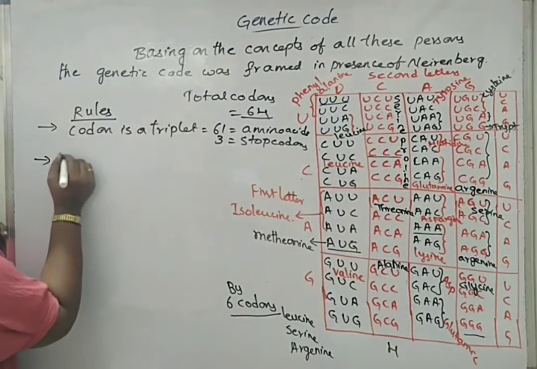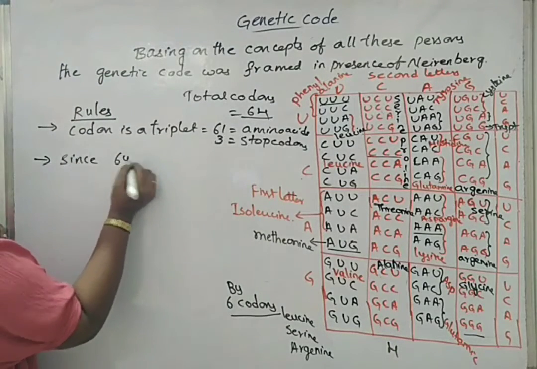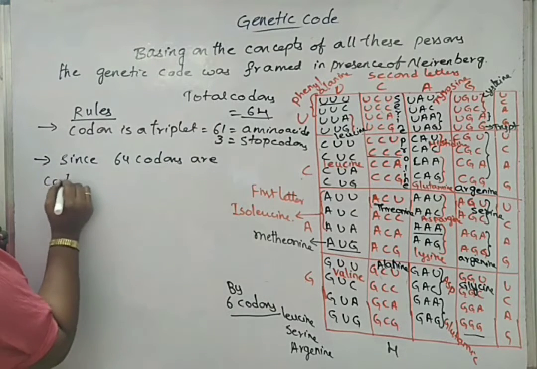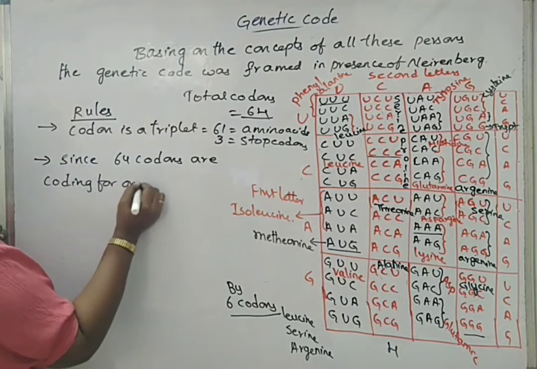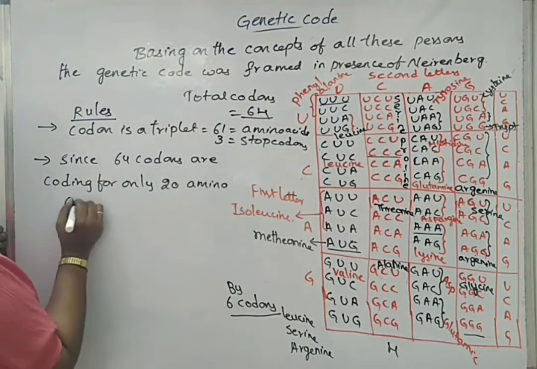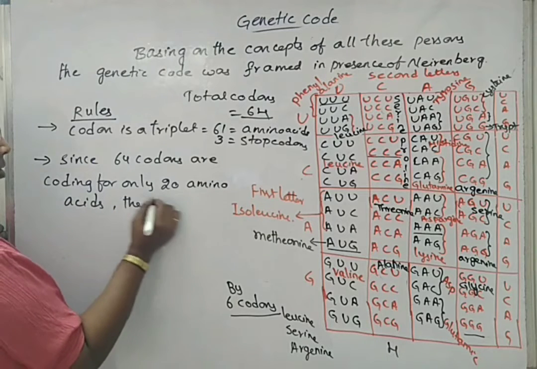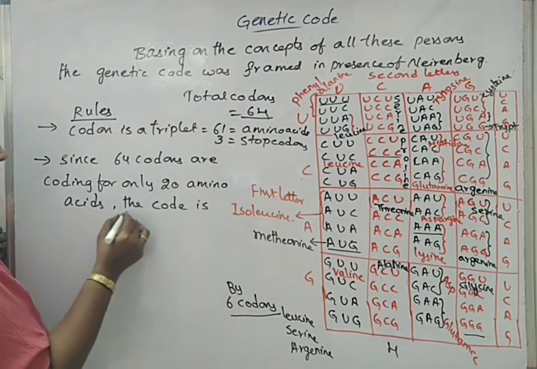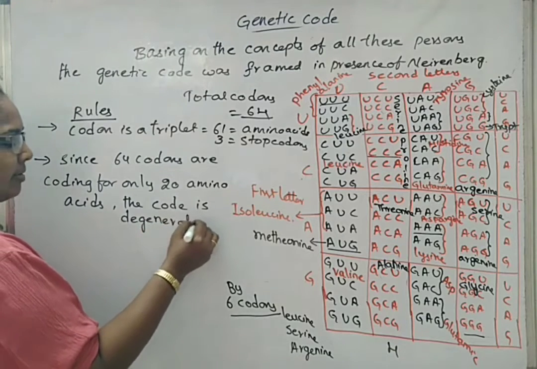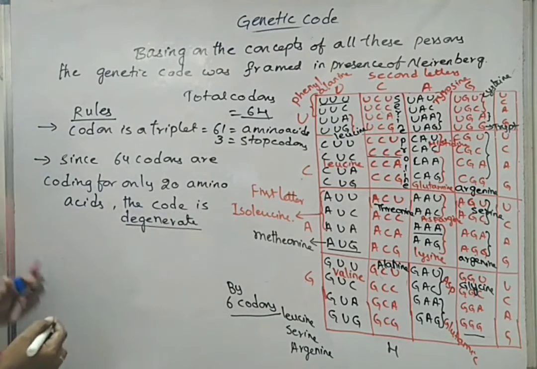So coming to the rules. Since 64 codons are coding for only 20 amino acids, the genetic code is degenerate, meaning it has decreased or compressed. I think now you understood why we use the term degenerate.